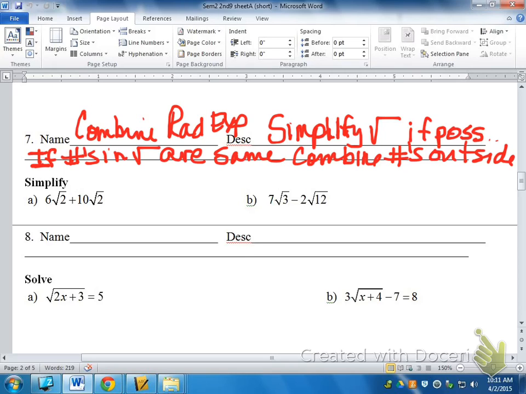So in 7a, 6 radical 2 plus 10 radical 2, that just so happens that the radicals are the same. So what you do, combine the numbers outside, so it says 6 plus 10, 16, and then you leave the radical the same, just like you would with your variables. That one is 16 radical 2.